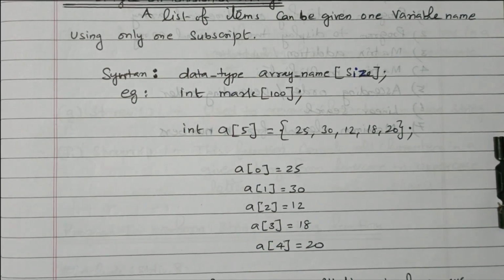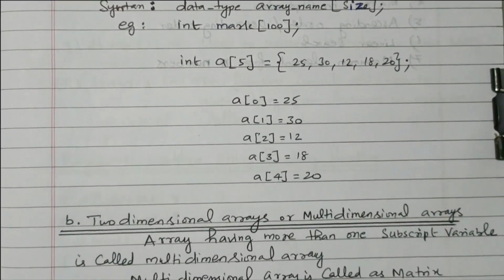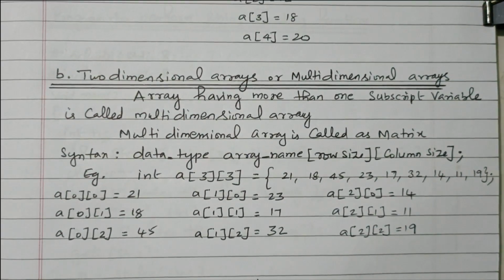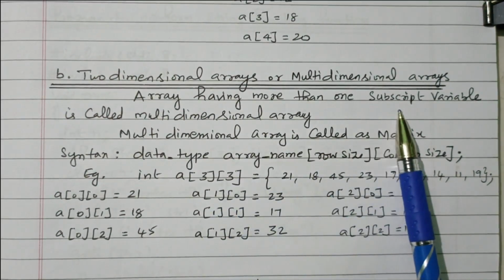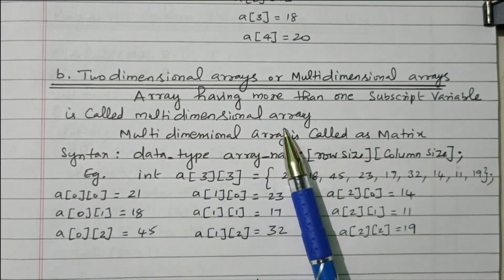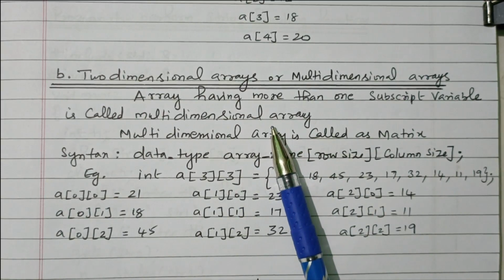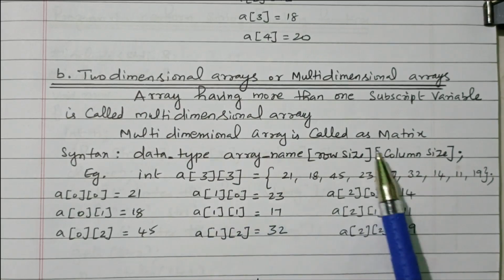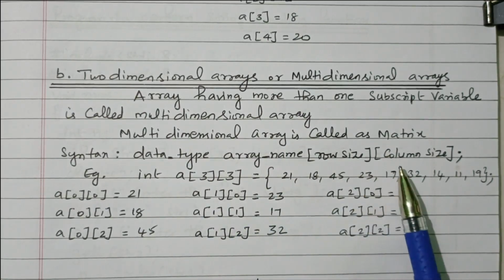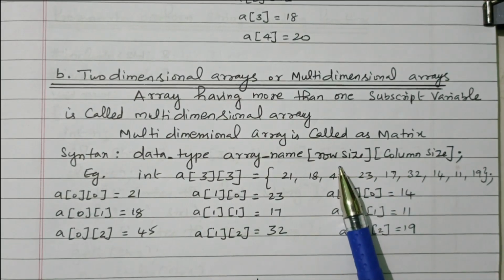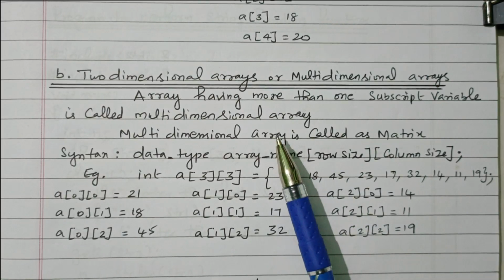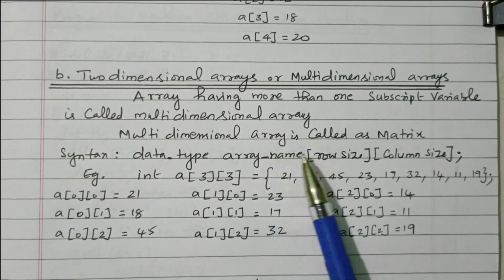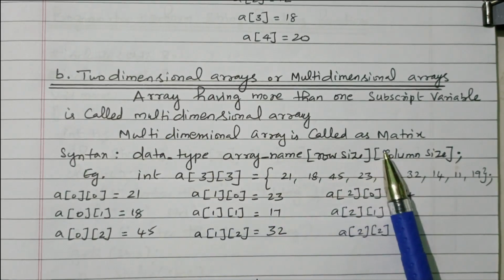Now we'll go to the second type, the two-dimensional array. We'll see the details about the two-dimensional array. An array with more than one subscript is called a multi-dimensional array. Earlier we had only one subscript, now more than one subscript. For example, with two subscripts, that is called a matrix, with a row size and a column size. Earlier we had only the size of the array, like 100 or 5. Multi-dimensional means more than one subscript. A two-subscript array comes under the matrix.